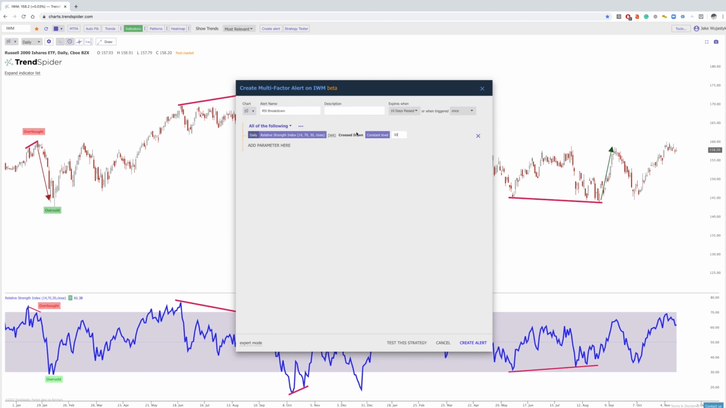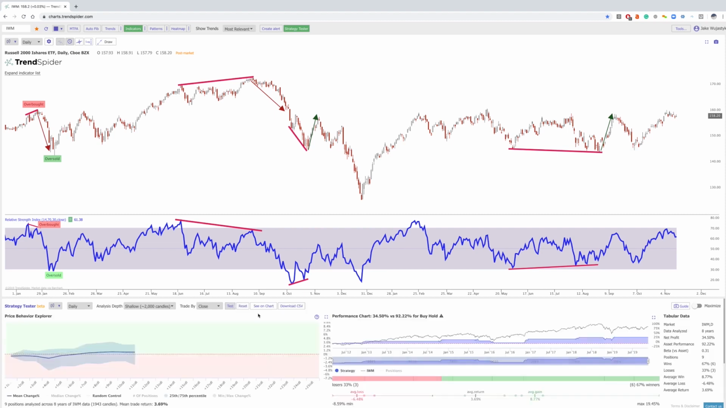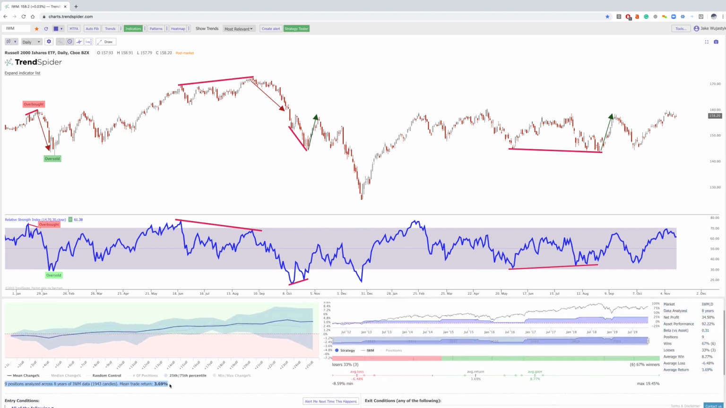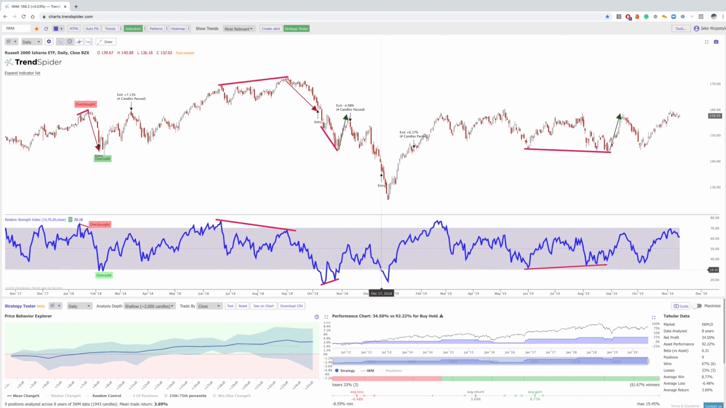Now, the cool thing about this is you can actually test this strategy before creating the alert. And so if we test this as an entry condition, we'll see here the entry condition is the RSI crossed down through 30. And let's test that after 25 candles. So anytime the RSI breaks down through 30, what's the return after these 25 days? So if we go and test that, you'll see that the average return over 9 positions analyzed is 3.96%. And so you can actually see each individual time this occurred on the chart. So in this case, you had a breakdown of 30. Notice that you actually had quite the drawdown here before actually moving up.